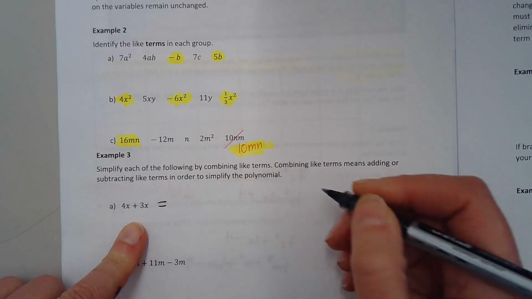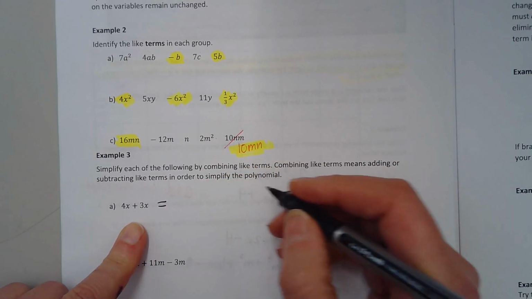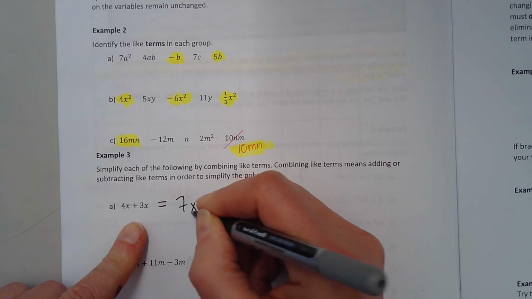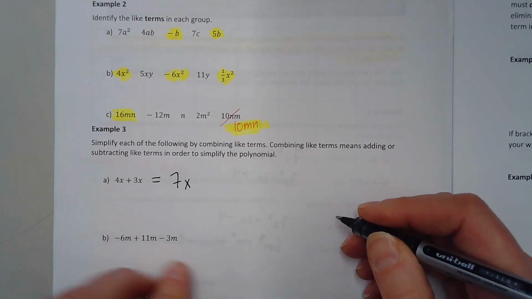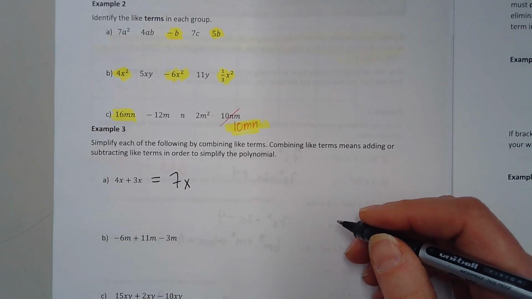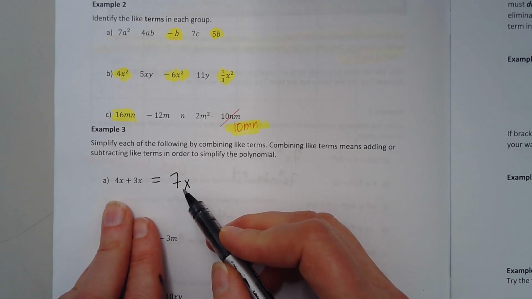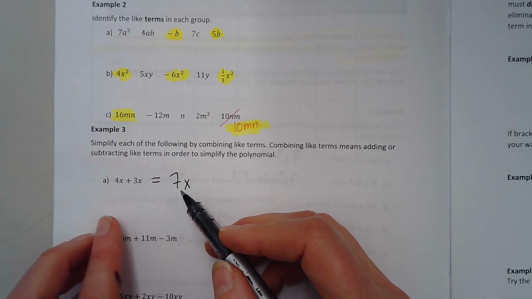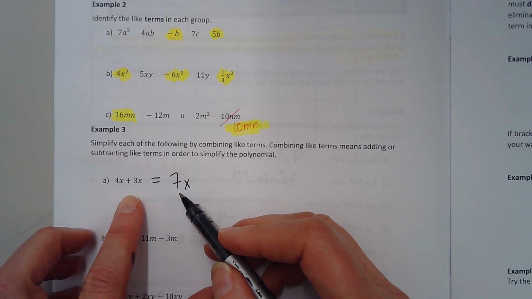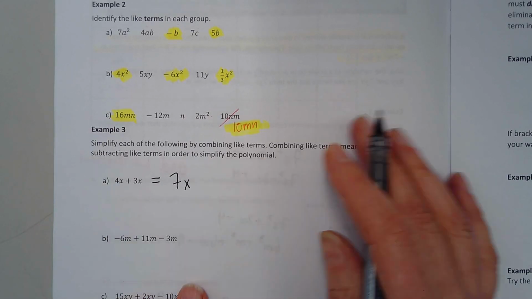What does your gut instinct tell you that the answer is? 7x. If that's what your gut told you, you've got good instincts. Once you identify the like terms, the variable will stay the same, and you're just concentrating on the coefficients, right? A 4 and a 3, that becomes 7.